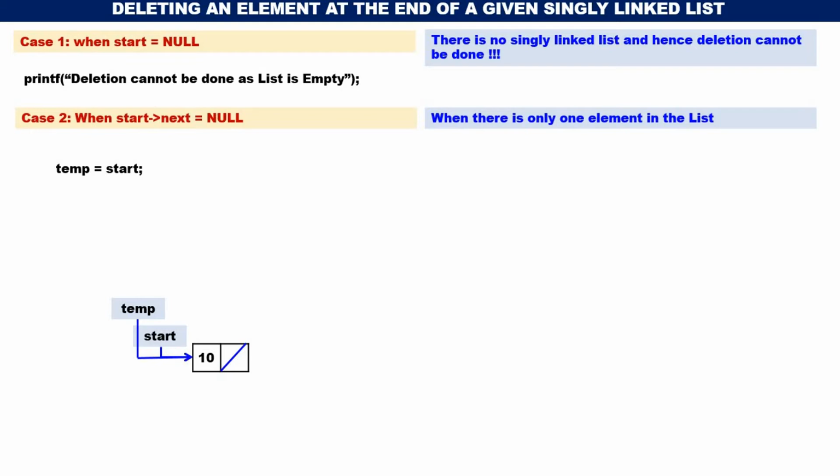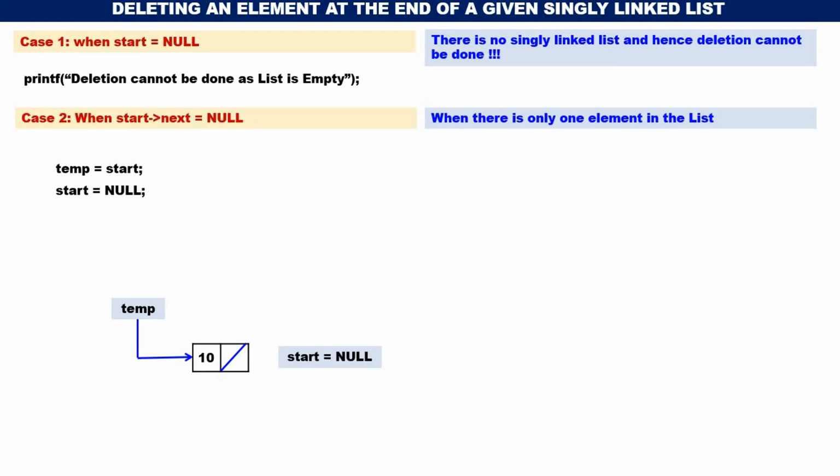Now, start is containing the address of this node. After deleting this node, start automatically will become null, because after deleting this node, the list will become empty, and the list becomes empty means start should be equal to null. Therefore, make start equal to null. Very good.